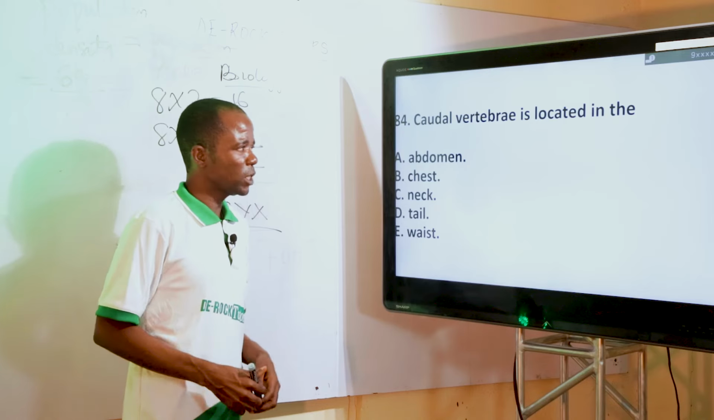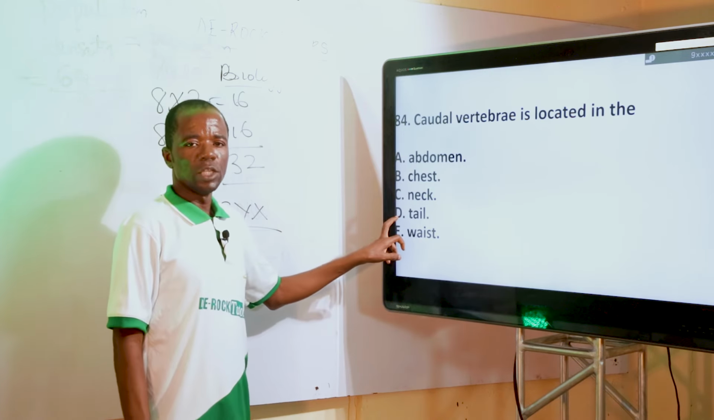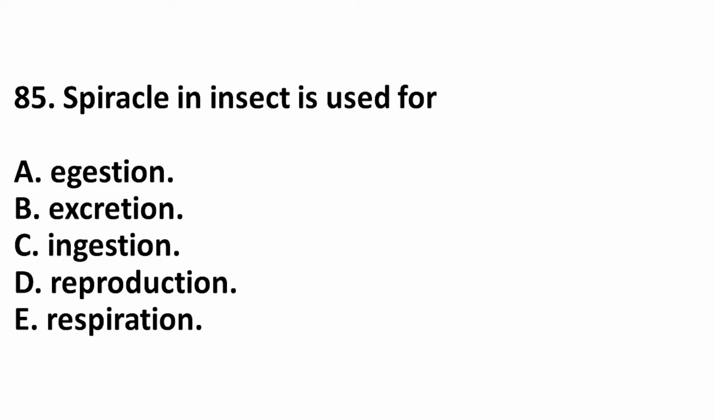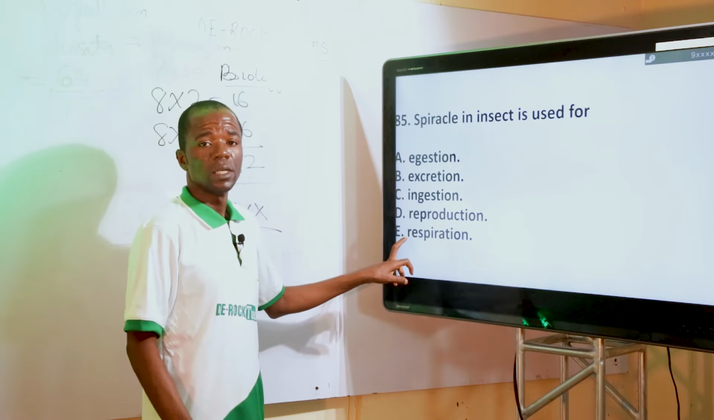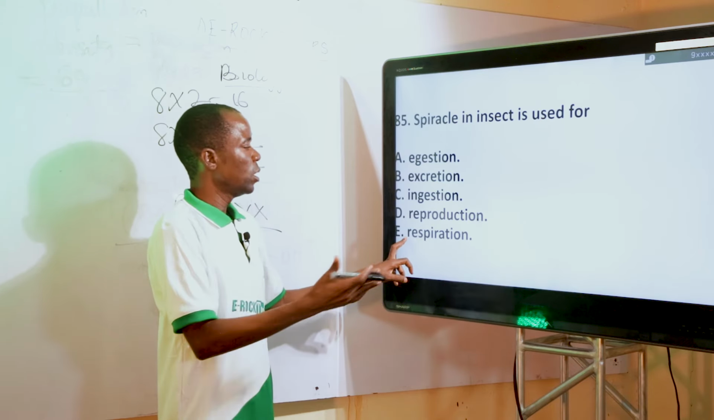Appendix serves no particular role in the body. So caudal vertebra is located in the tail region. Let's go to number 85. Spiracle in insect is used definitely for gaseous exchange, for respiration. That's the correct answer. So in insects, spiracle is used for respiration.